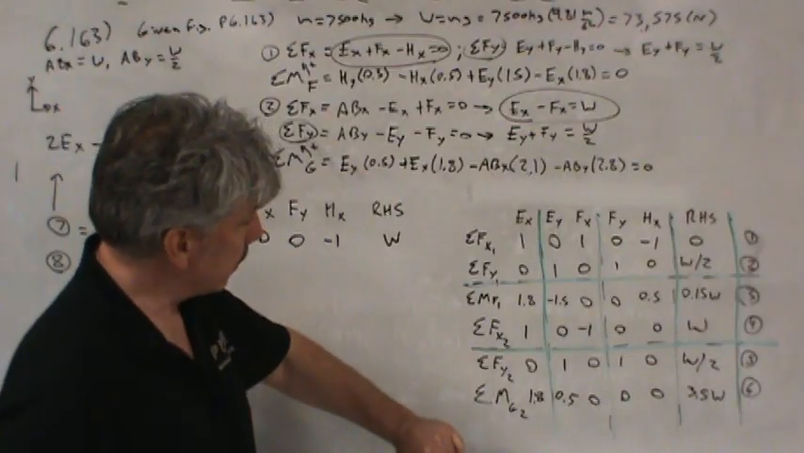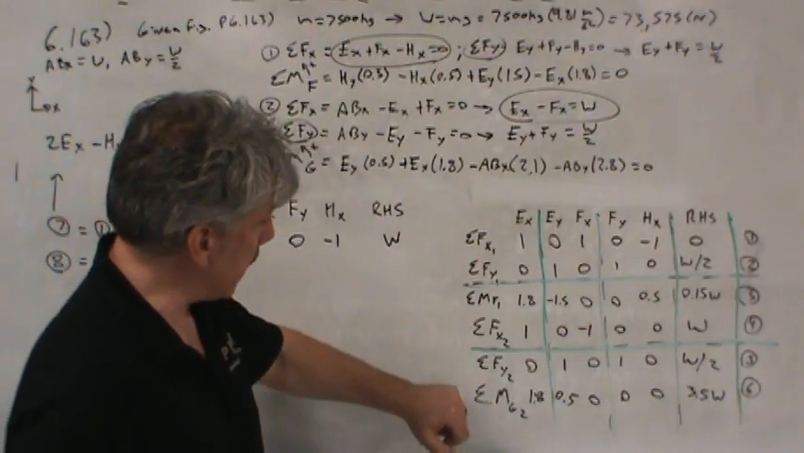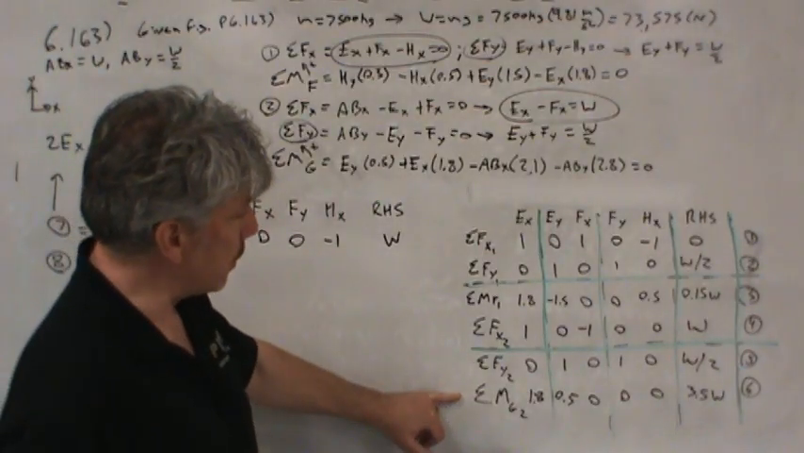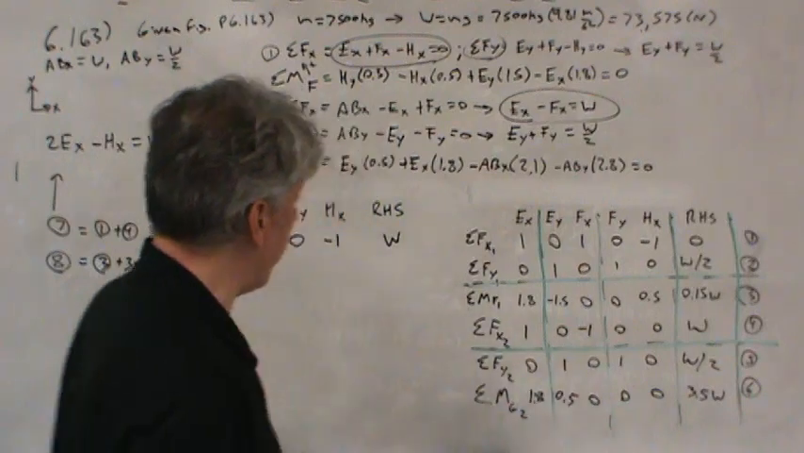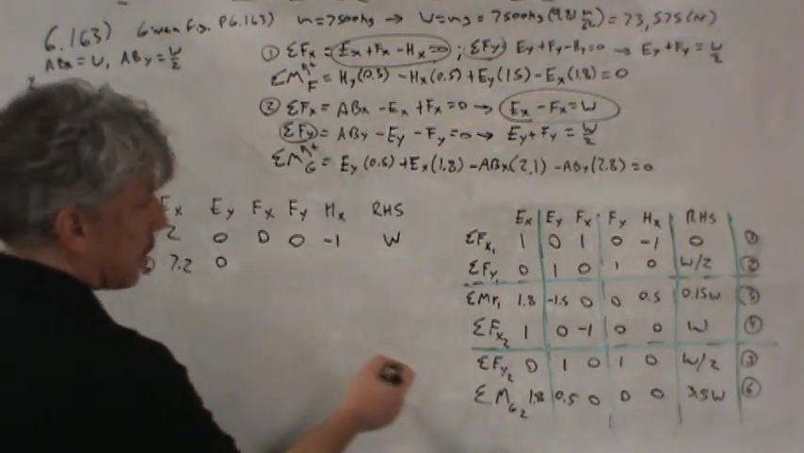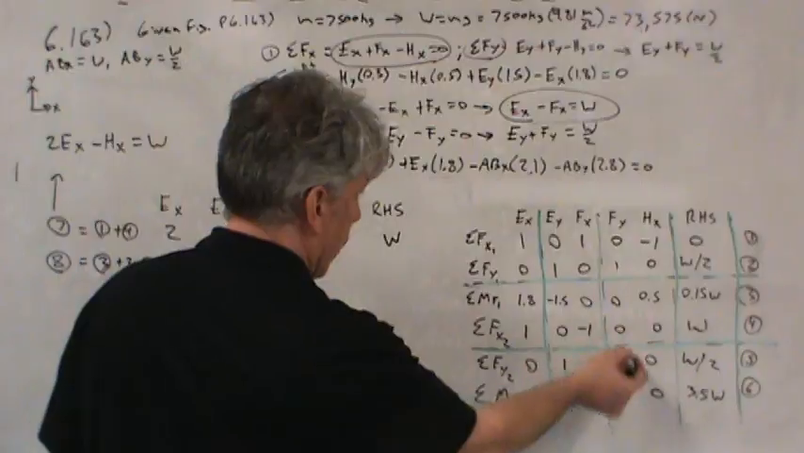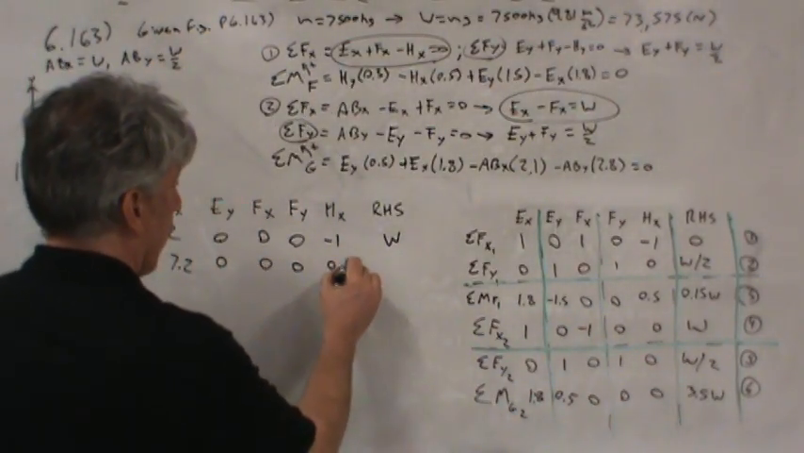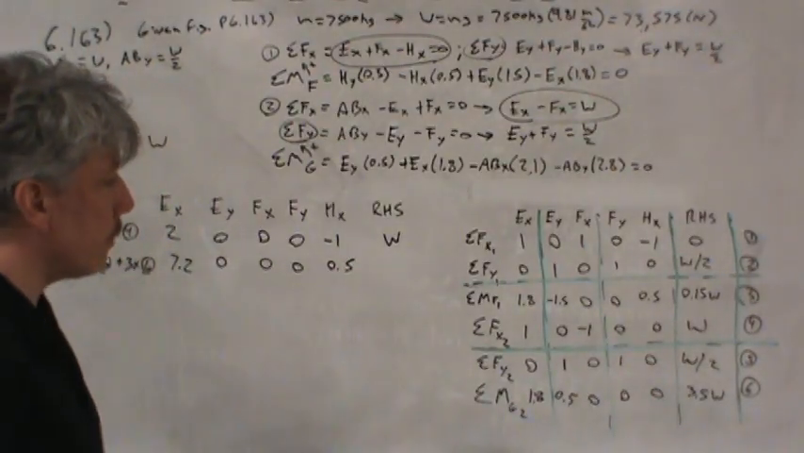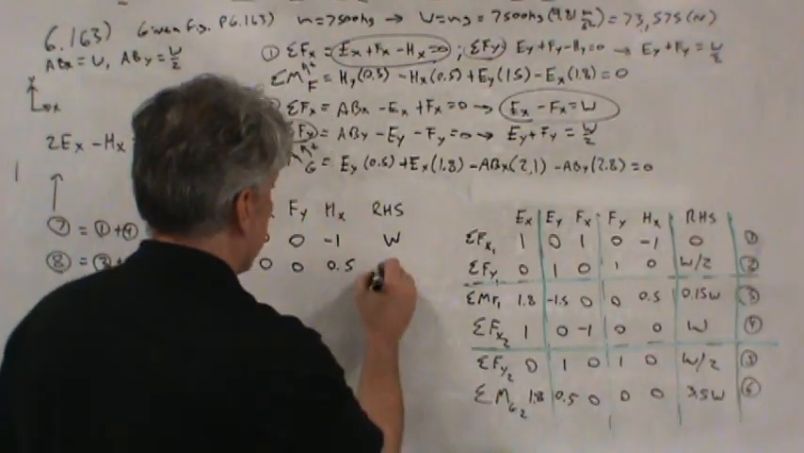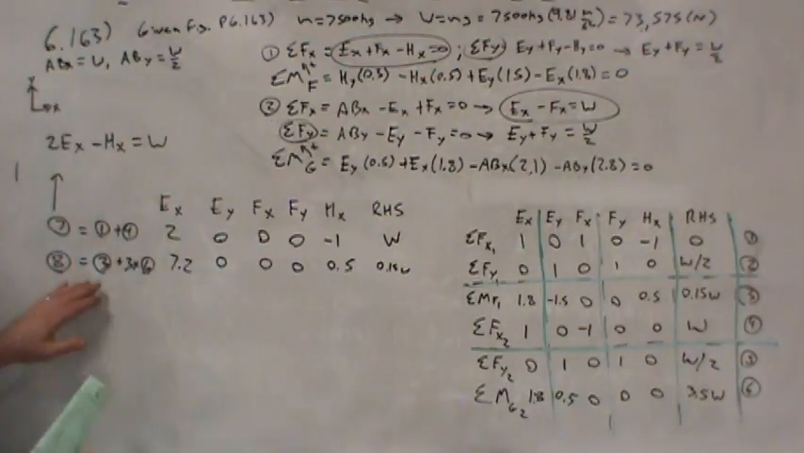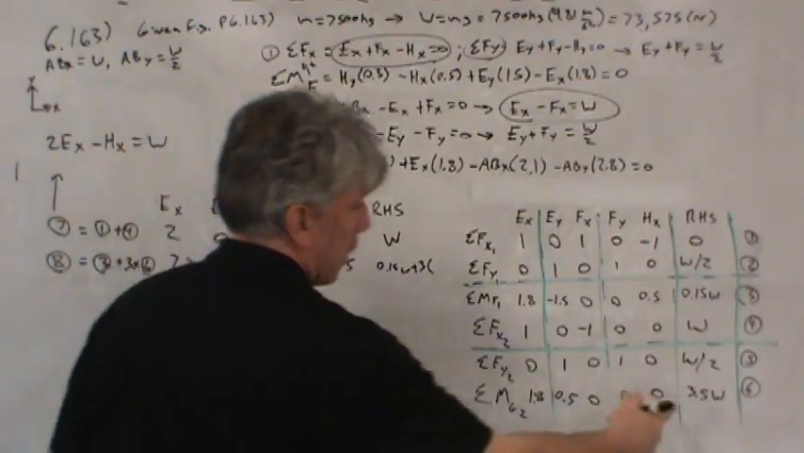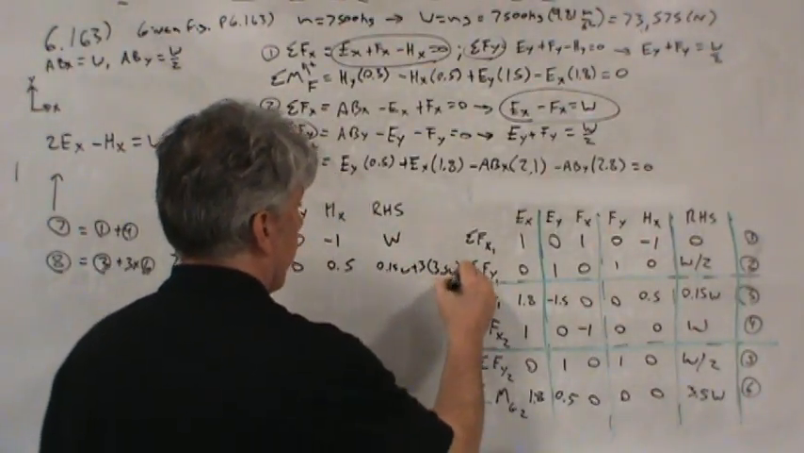Then what do we have? Well, let's see. We're adding equation 3 to 3 times equation 6. So that means we have a 0.5 HX. So I don't see any FX's or FY's, but I do see 0.5 HX. Then I have to add on the right-hand side 0.15 W, because I need all of 3, right? Plus 3 times 3.5 W.